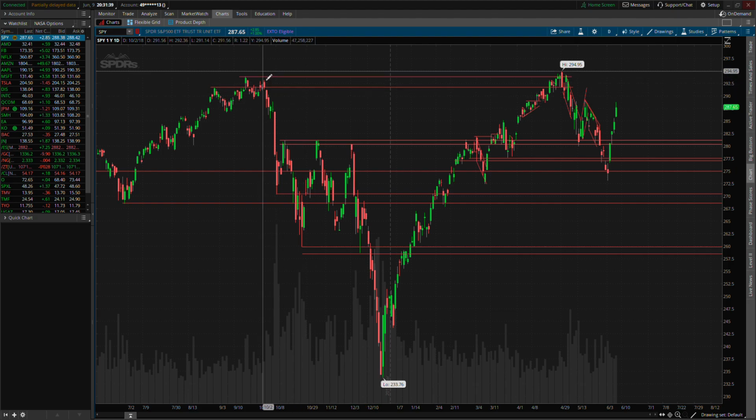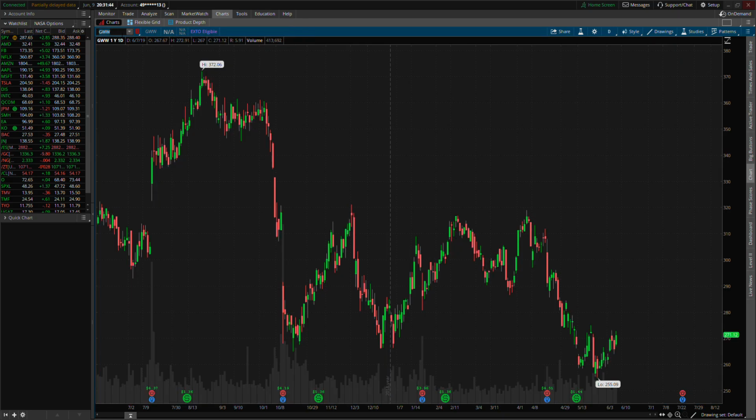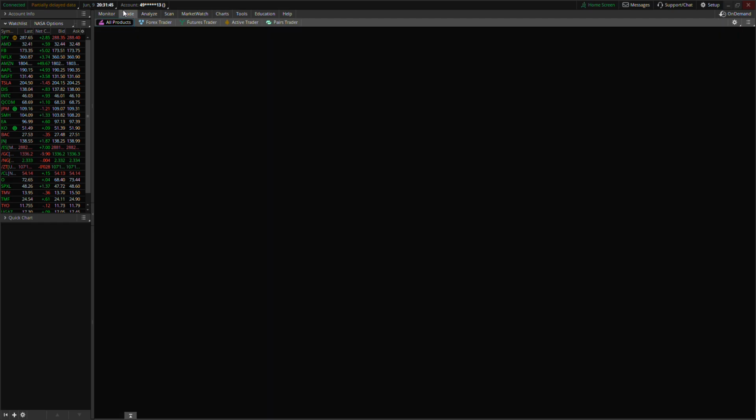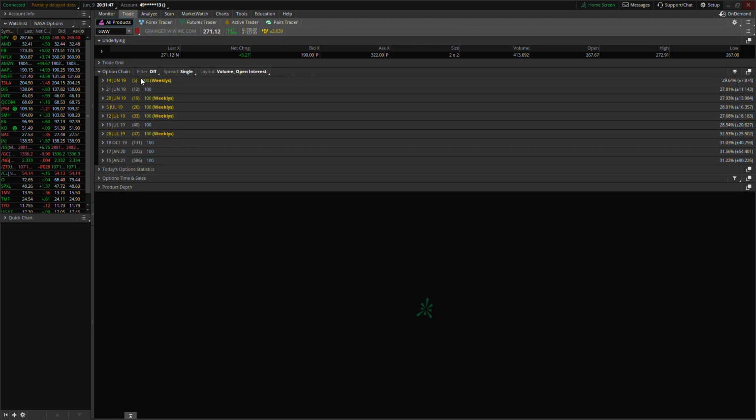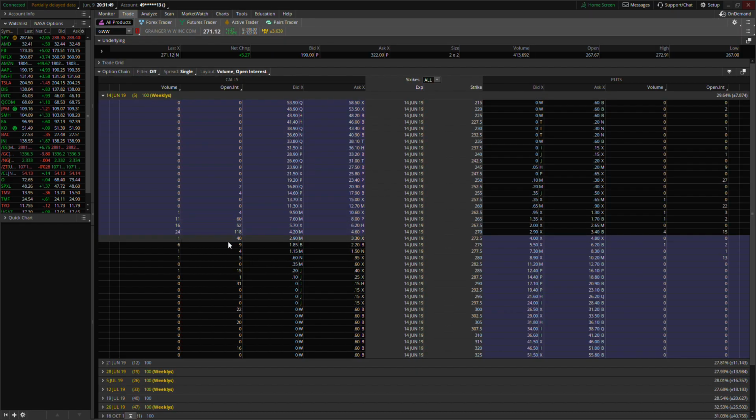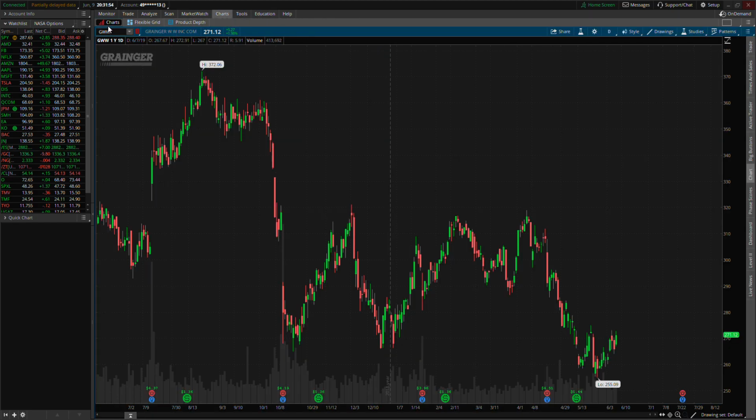All right, moving on to the stocks that y'all requested. First stock is GWW. Never heard of this stock, so we're going to look at the trade tab real quick. Looking at the trade tab here, we do have weeklies. The volume is way too low. The spread is about $40 a contract, not worth my time.